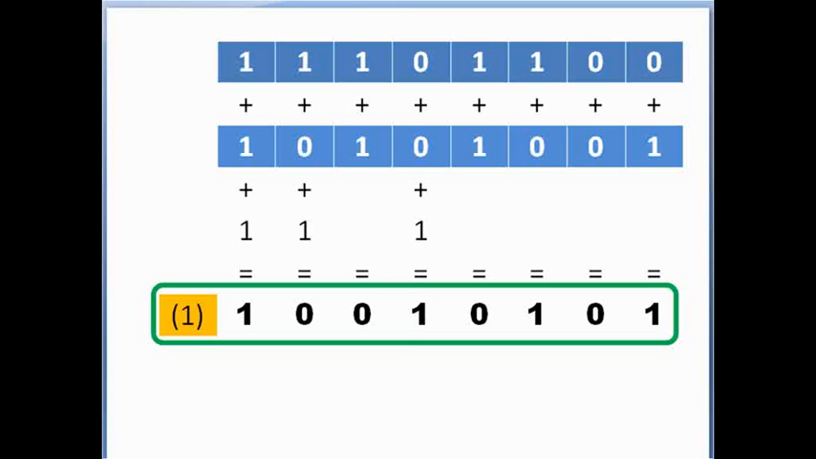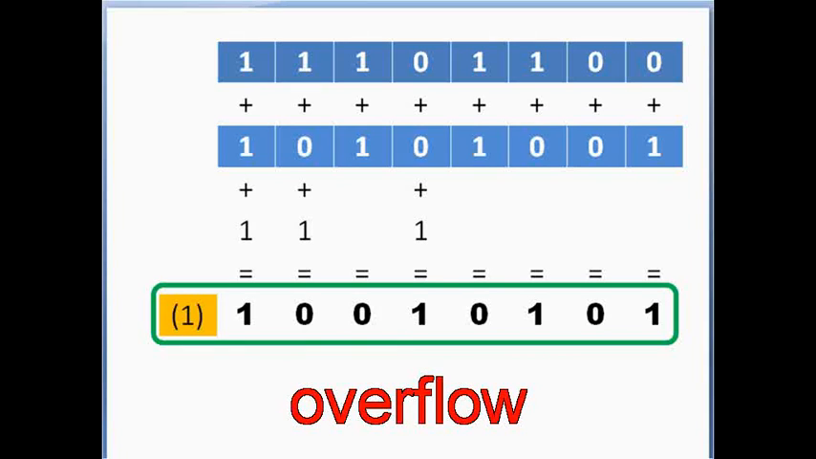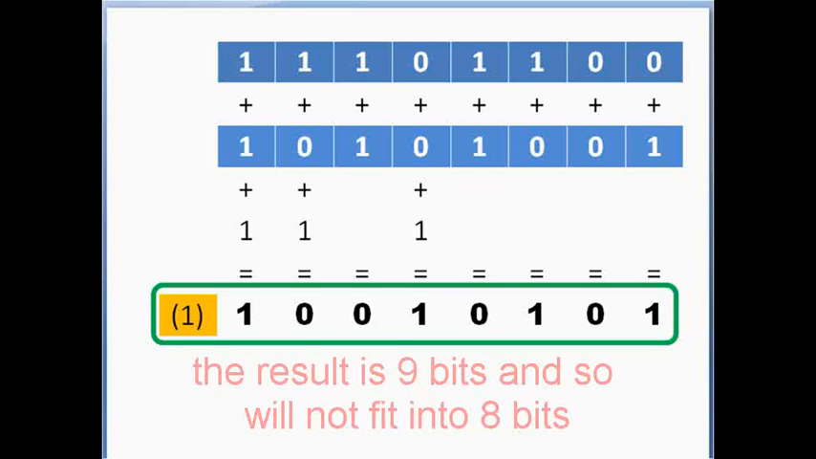There is a problem, which is why the last one has been put in orange. It's because we have what's called an overflow problem, because this is a 9-bit number, because there's 9 bits, and it won't fit in 1 byte, which takes up 8 bits.